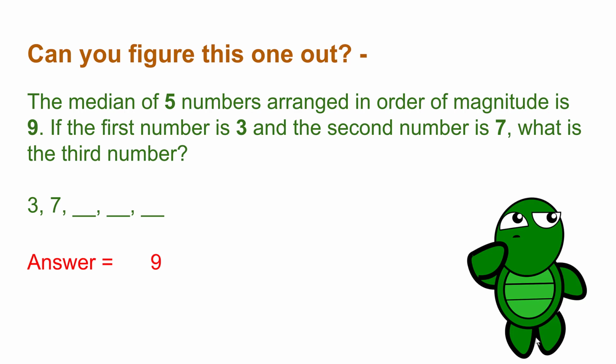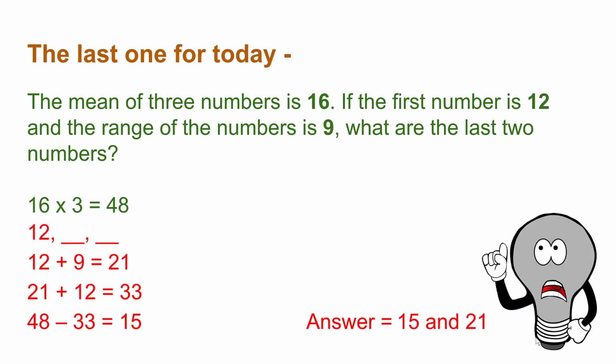Can you figure out this one? This is a tricky one. The median of 5 numbers arranged in order of magnitude is 9. So they're saying the middle number is 9. So they gave us the number. If they're giving us the first 3 numbers, 3 and 7, what is the third number? The third number is the median, which is 9, because the middle of 5 is 3. So the answer is 9.